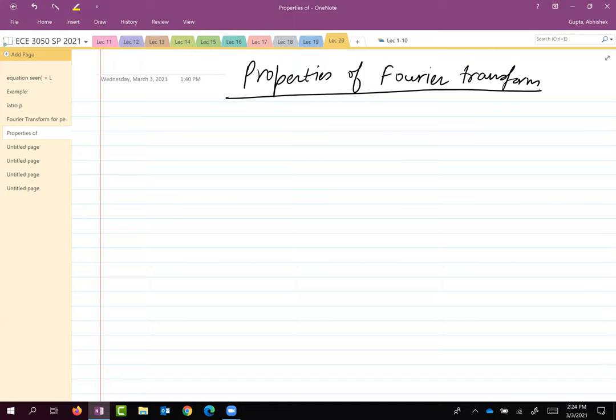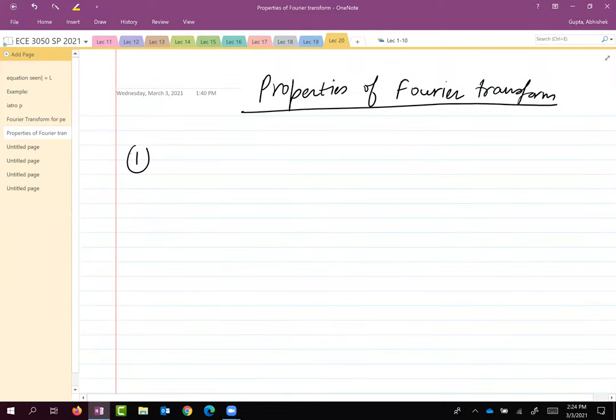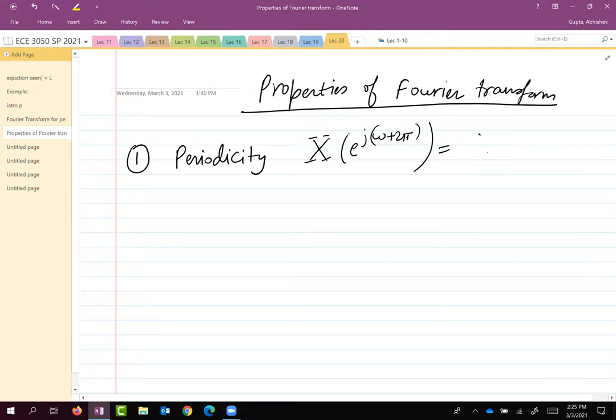And of course, we are looking at properties of the discrete time Fourier transform, but many of these properties are very similar to the continuous time Fourier transform. We are going to look at the following properties. One is periodicity, which I have already alluded to before. X(e^{j(ω+2π)}) is equal to X(e^{jω}). So X(e^{jω}) as a function of omega is a periodic function. It repeats itself after every 2π.